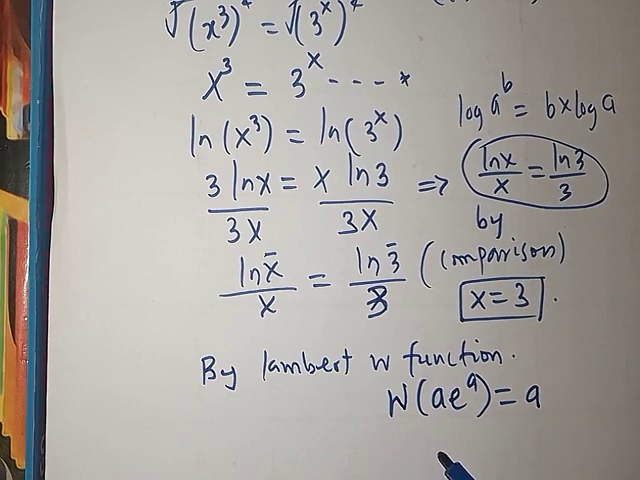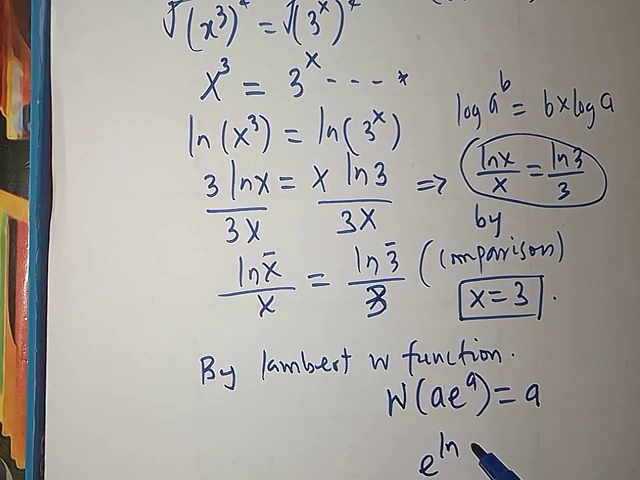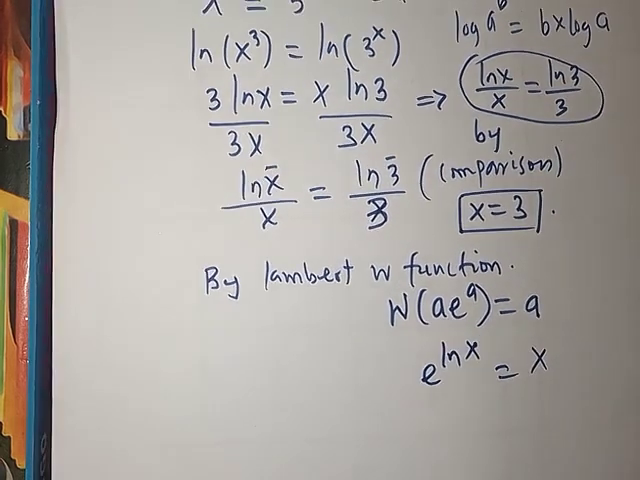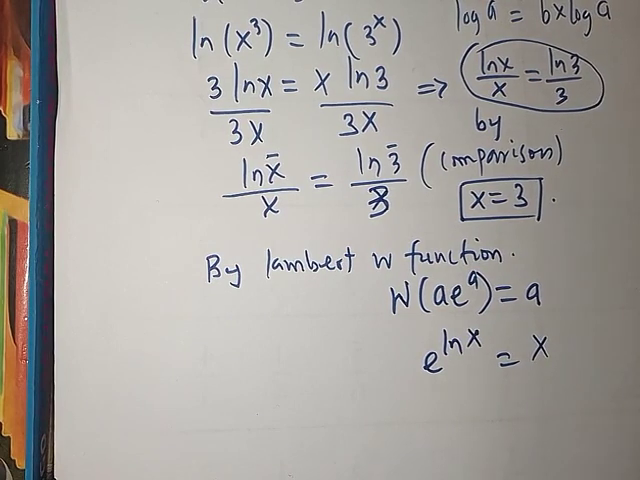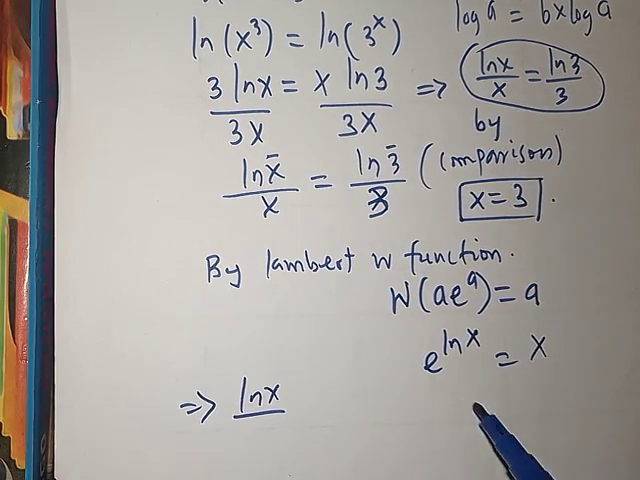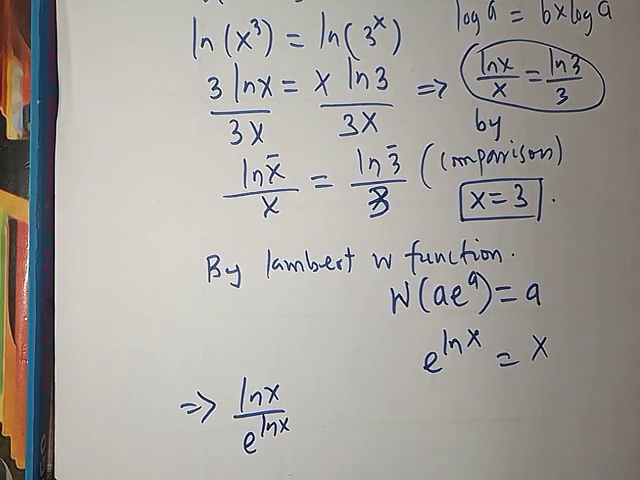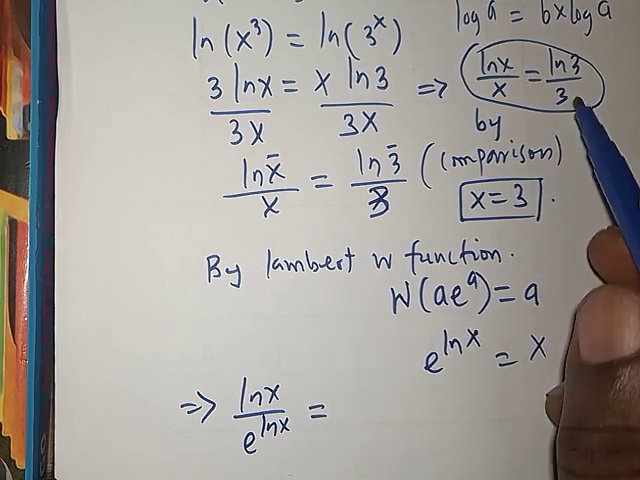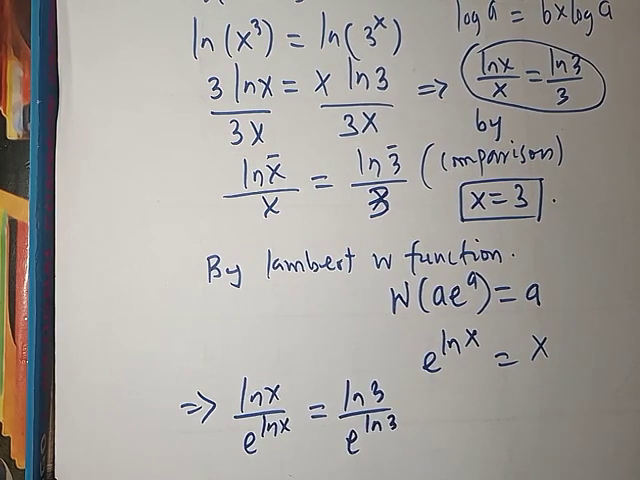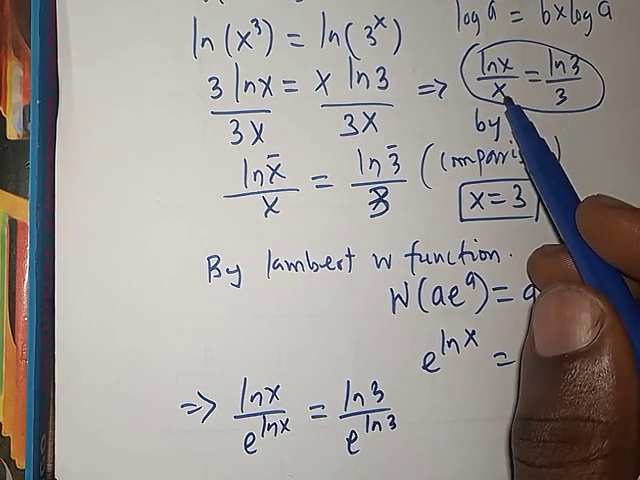Here I want you to remember that if you have e to the ln x, this will actually give us x, because e and ln are inverse to each other. So now from there, we are going to replace that here. We have ln x over x, and we can replace x with e to the ln x, then equals ln 3 over e to the ln 3. Do you understand now? We apply the same thing we applied for x here, we apply it here.